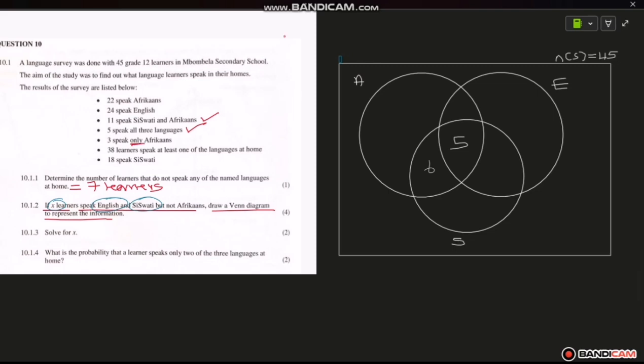Then 3 speak only Afrikaans. We're going to take that 3 and put it exactly on Afrikaans. Why? Because it's only Afrikaans, we're not going to subtract it from the intersection. I hope it makes sense. Then let's continue. They gave us that X, remember, 10.12, the intersection between English and Siswati. Then what else? We still have a lot to do.